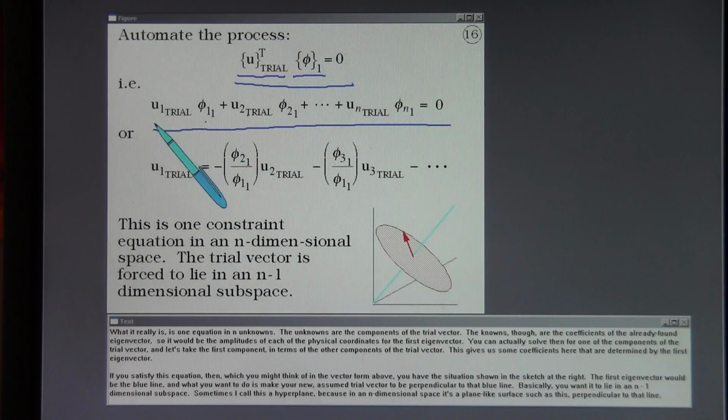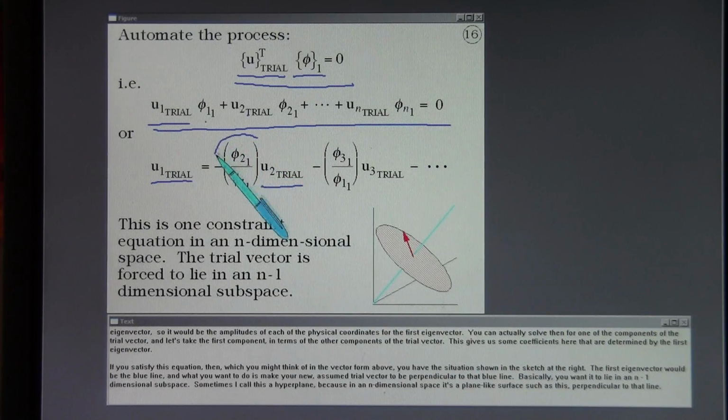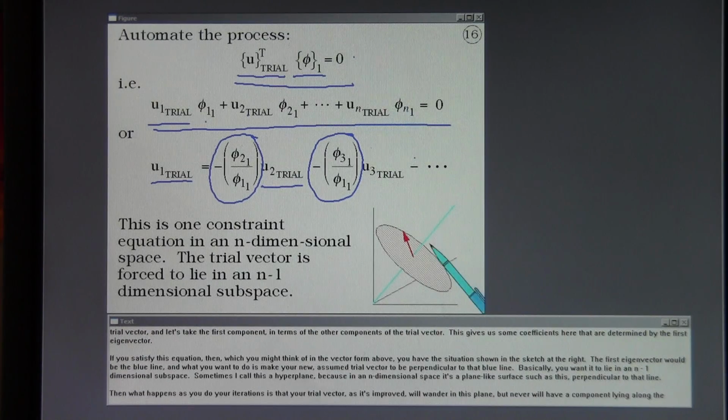You can actually solve then for one of the components in the trial vector, and let's arbitrarily take the first component, in terms of the other components of the trial vector. So this gives us some coefficients here that are determined by the first eigenvector. If you satisfy this equation then, which you might think of in the vector form above, you have the situation shown in the sketch at the right. The first eigenvector would be the blue line, and what you want to do is make your new assumed trial vector to be perpendicular to that blue line.